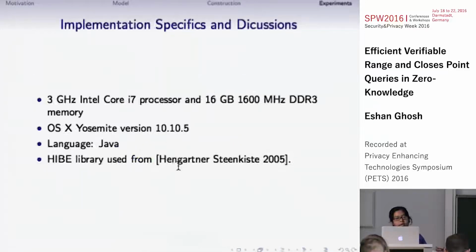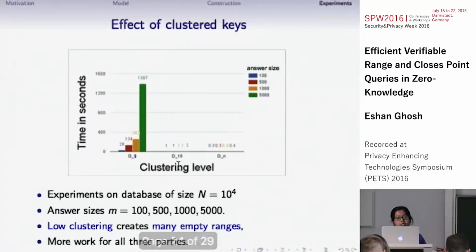So I'm going to quickly go to the implementation that we have done. We have implemented it on both synthetic and real data. As you can see, if the data is clustered, if the keys are clustered and there are long empty ranges, that's good for all the parties, because you will be able to cover them with a node which is much higher up in the hierarchy of the tree. Otherwise, it's bad, and that is the result we see here.